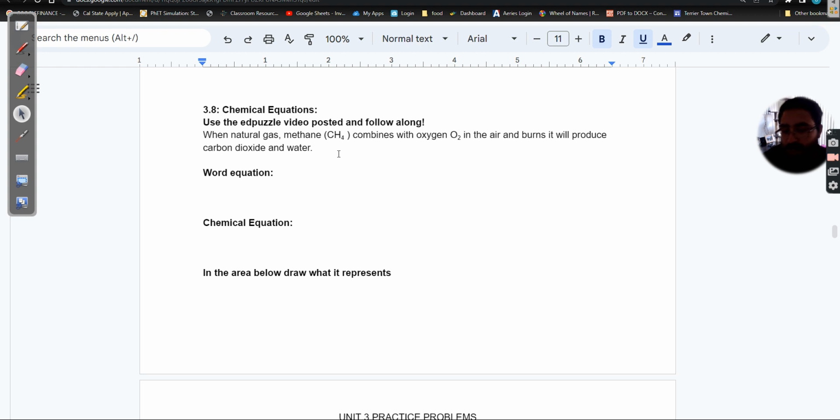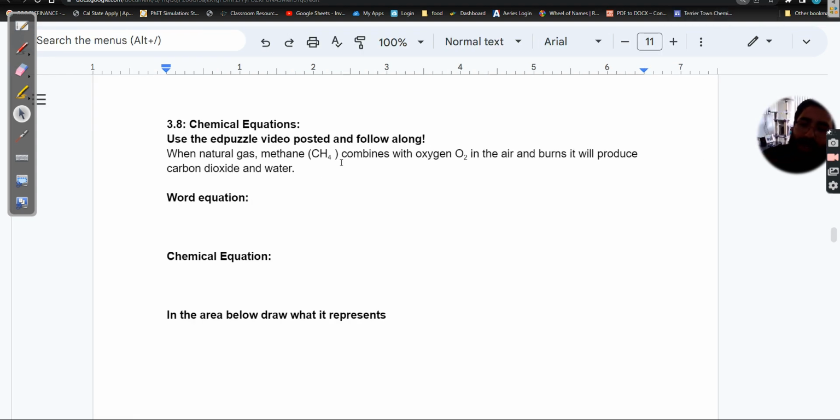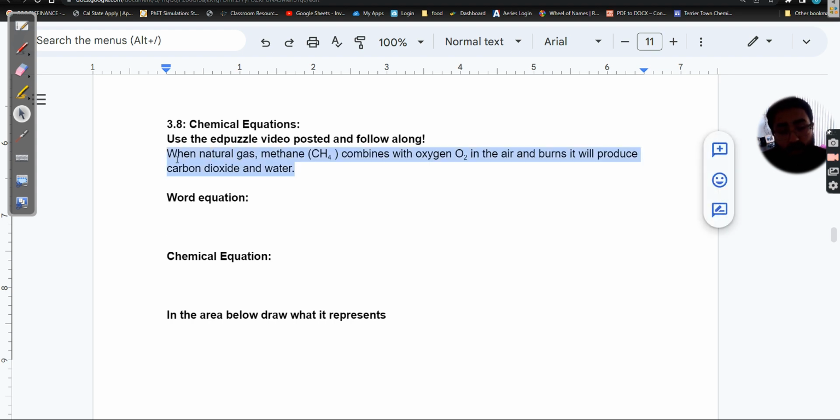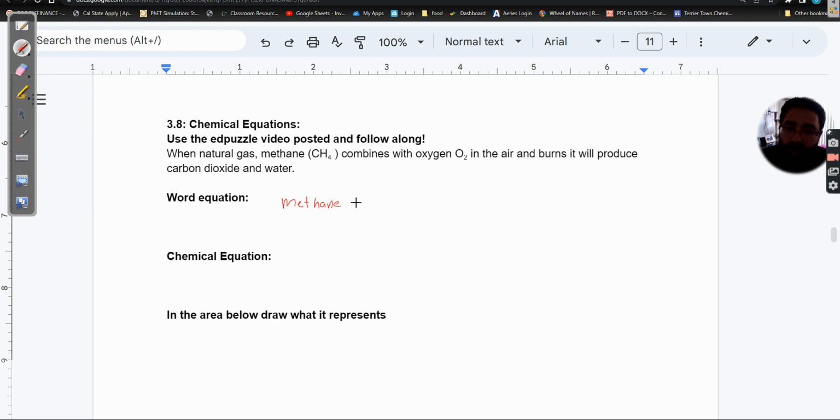So let's take a look at this. When natural gas, methane, combines with oxygen in the air and burns, it will produce carbon dioxide and water. When you're given a sentence like that, you should be able to come up with a chemical reaction. That is a skill you must have. So think of what things are reacting and what things it is producing. Natural gas methane, CH4, combines with oxygen. So for the word equation, a quick sketch: methane with oxygen.